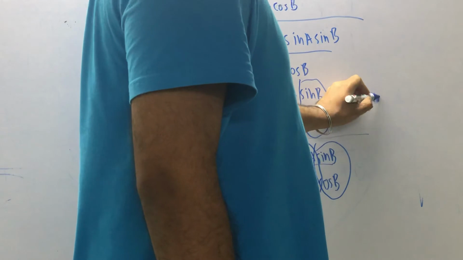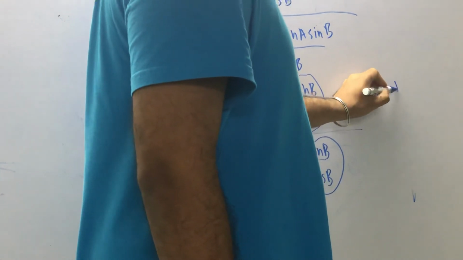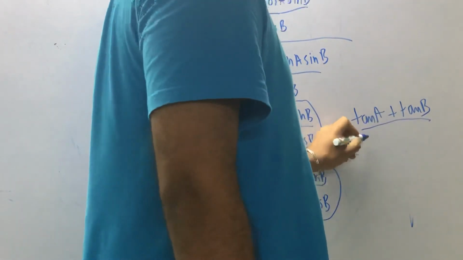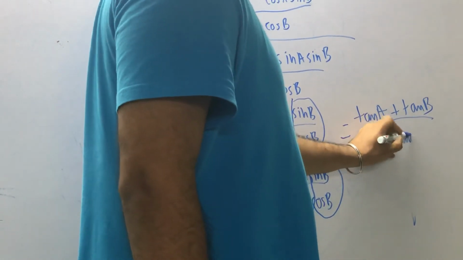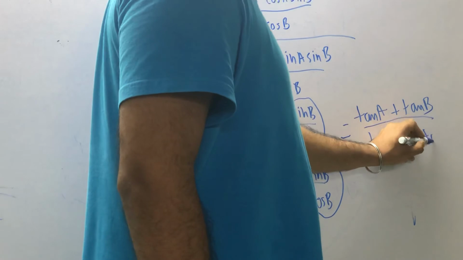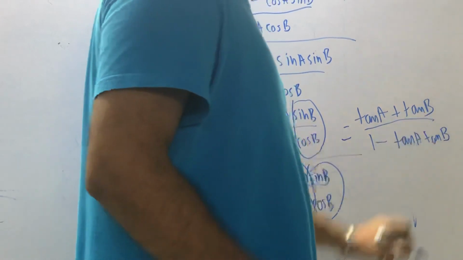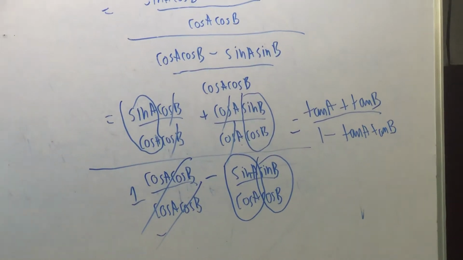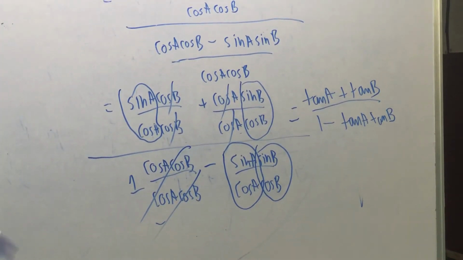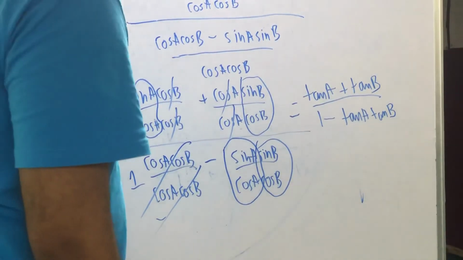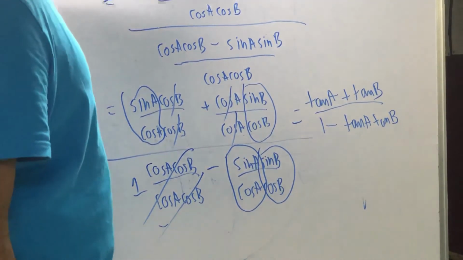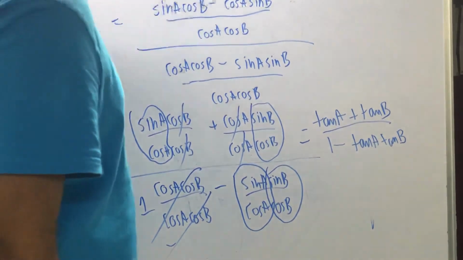tan A plus tan B upon 1 minus tan A tan B. Okay. This is the formula for tan(A+B). Okay, tan(A−B), what will it be? Just change the signs. Tan(A−B) will be sin(A−B) upon cos(A−B), right?